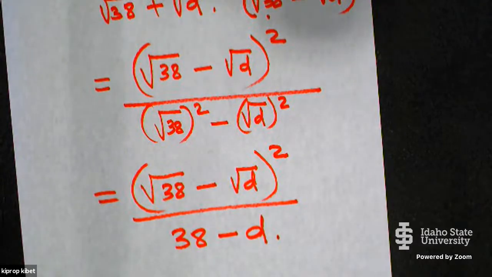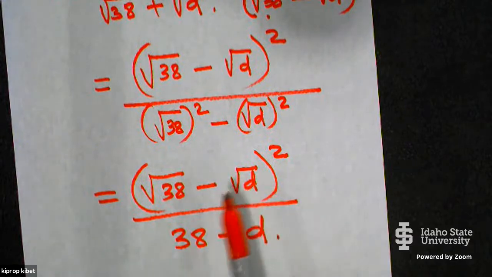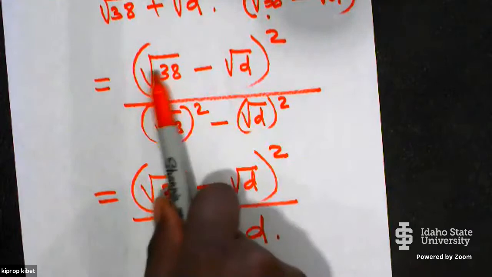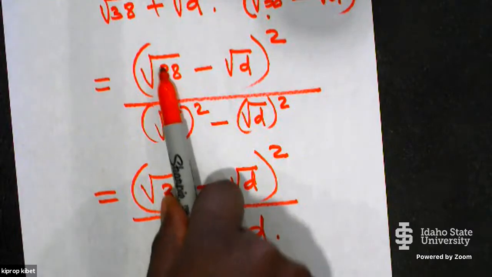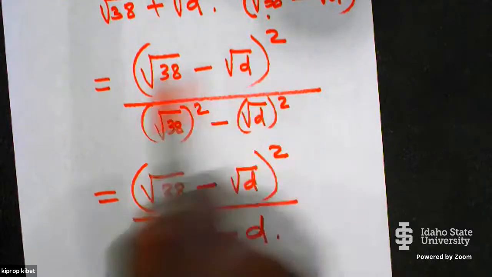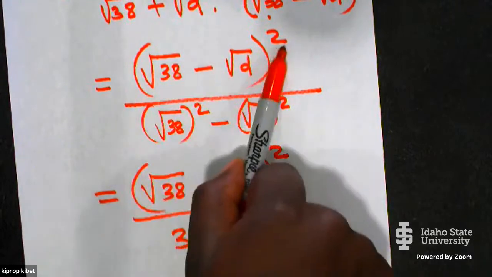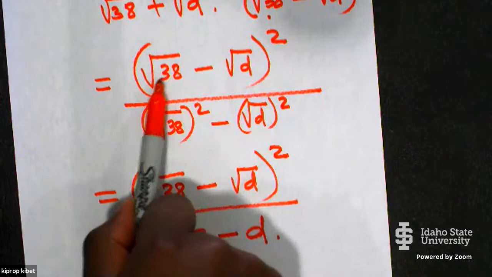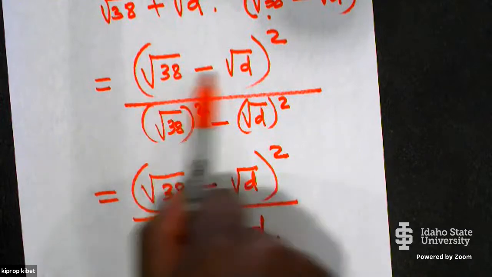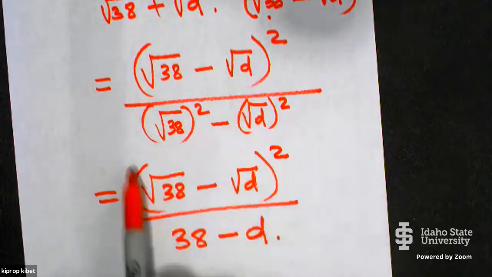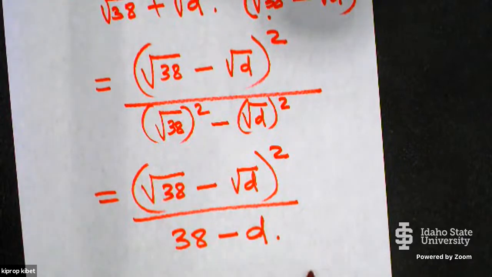I know some of you will do a funny thing here. Because this one is a square, you square this, and then you square this, get 38 minus 38, and then say the final answer will be 1. That one is very wrong.